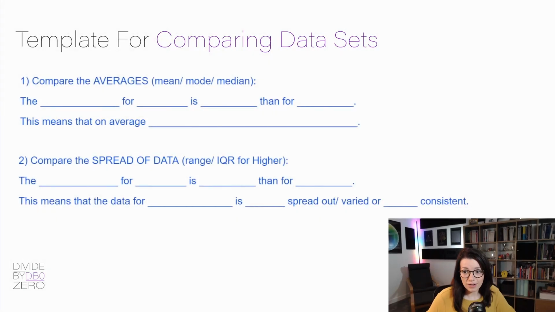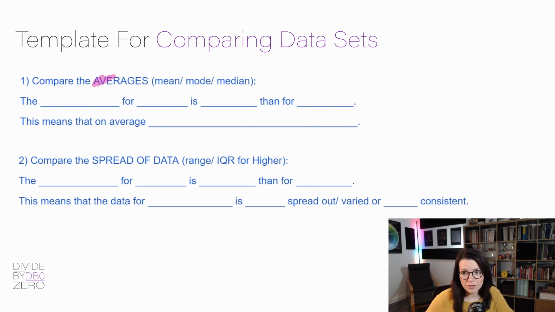It has two parts. One is for comparing the averages, and that might be the mean, mode, or median, depending on the question. And the other part is to compare the spread of data, and that might be the range or the interquartile range if you're doing higher. It's important to split your answer into these two parts to make sure that you get all the marks available.